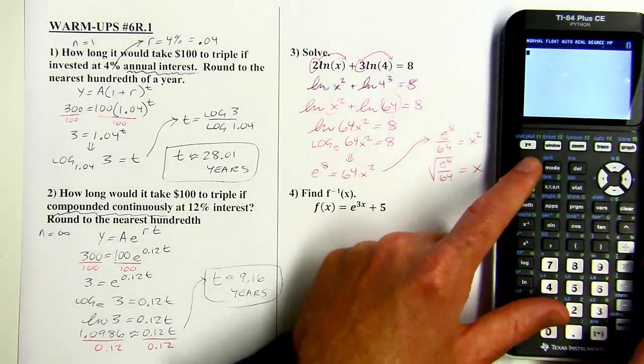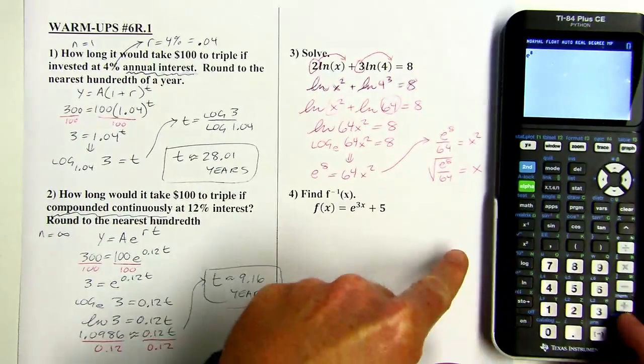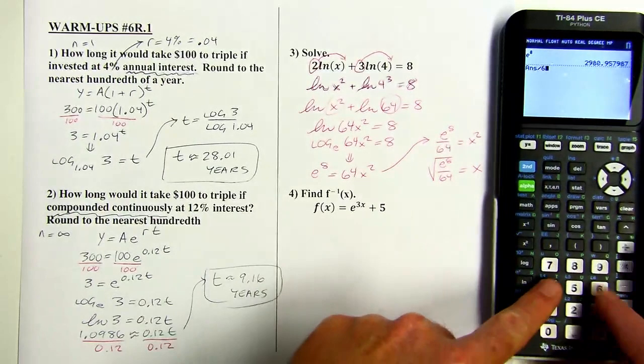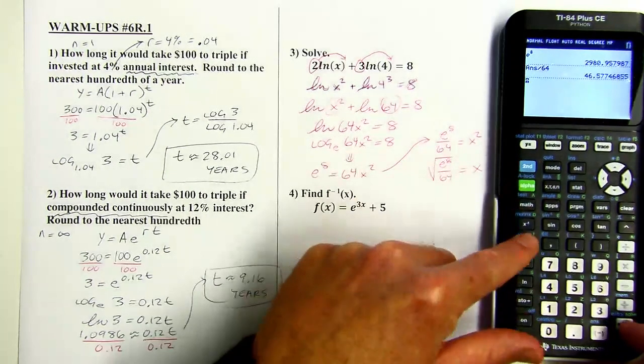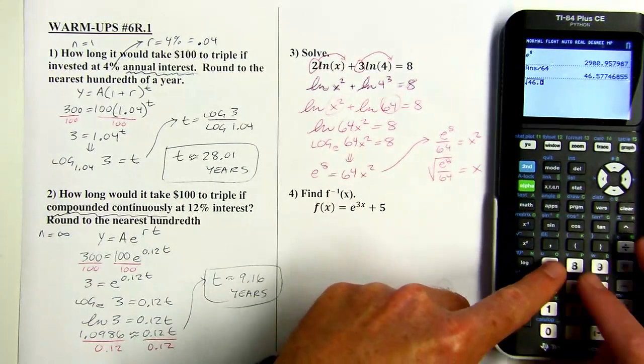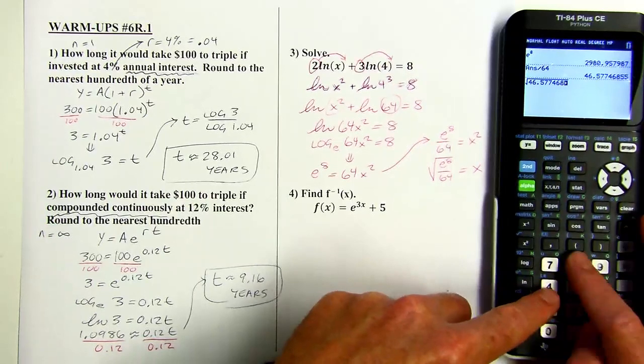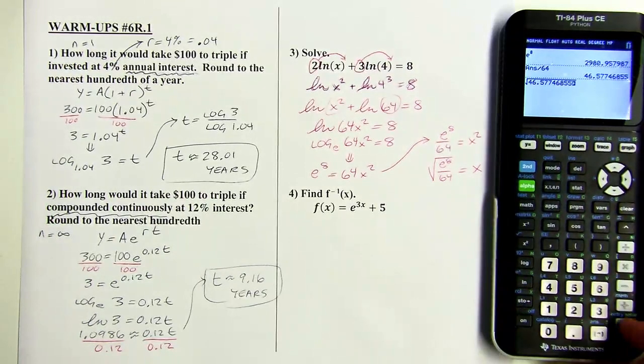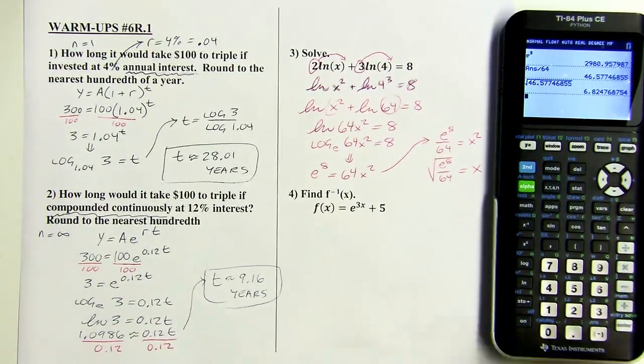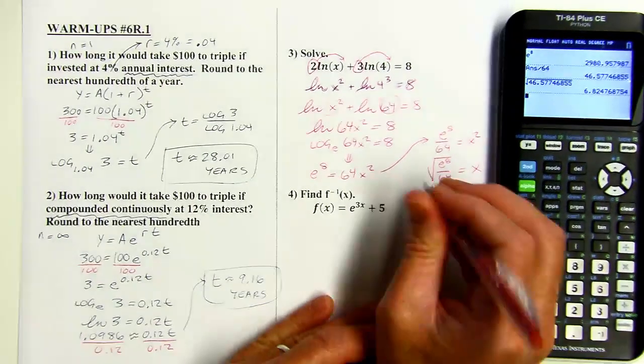So let's see. e to the 8th is this. Let's divide that by 64. Okay, and then I'm going to take the square root of that number. And you can use the last answer button. But if you don't know how to do that, use as much of the decimal as you can. So that's about 6.82 then.